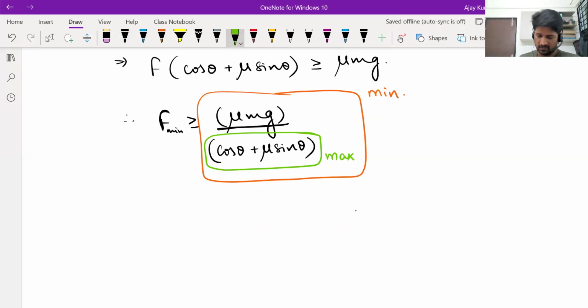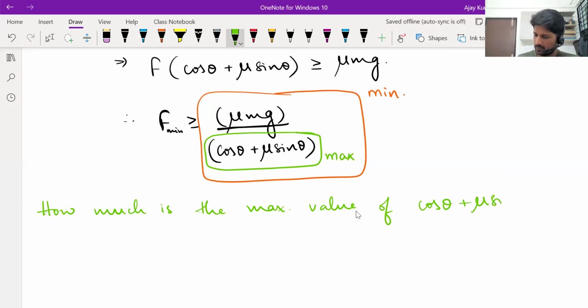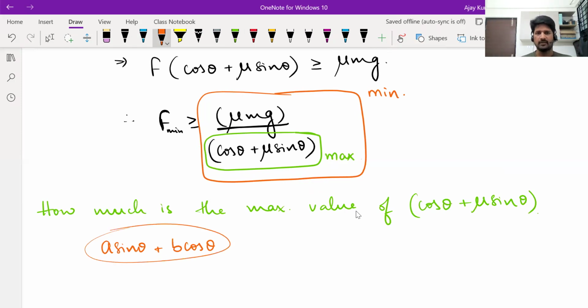Now the question is mathematical. How much is the maximum value of cos theta plus mu sin theta for any angle theta? Do any of you know the maximum value of a sin theta plus b cos theta? Generally, if theta is a variable, if you are allowed to put whichever theta you want to put, do you know what is the maximum of this? Root a square plus b square, sir. Correct. Root of a square plus b square.